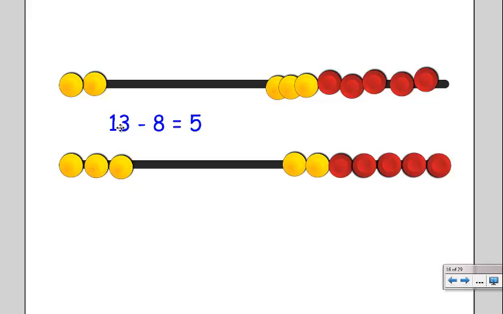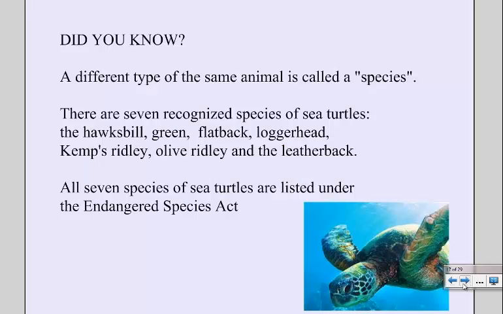Let's see our fact of the day. Did you know that a different type of the same animal is called a species? Yesterday we looked at species of monkeys. There are 7 different species of sea turtles, turtles that live in the ocean. They're the hawksbill, the green, the flatback, the loggerhead, Kemp's ridley, olive ridley, and the leatherback. You might recognize these turtles from Finding Nemo. Did you know, though, that all 7 of the species are on the Endangered Species Act, meaning there's not too many of them left in the world?